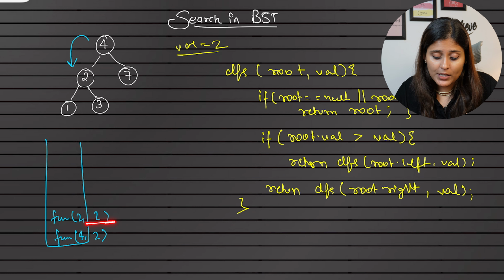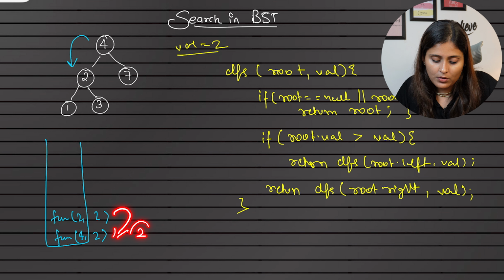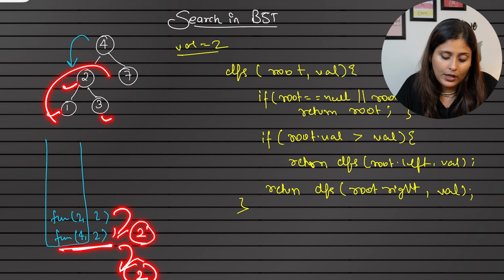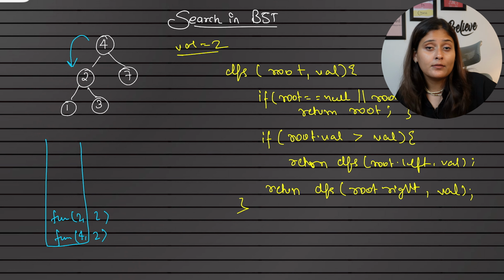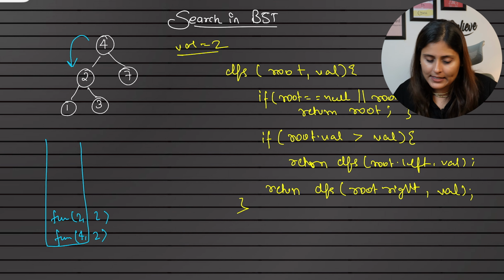Now here we'll check, is the value 2 matching with this? Yes, it's matching. Okay, so return root, which is 2. Now 4 will also say, okay, return whatever you got, which is 2. 2 as root means 2, 1, 3, the entire subtree will get returned. That's it. Yes. Now, suppose we were supposed to find 3 instead of 2.